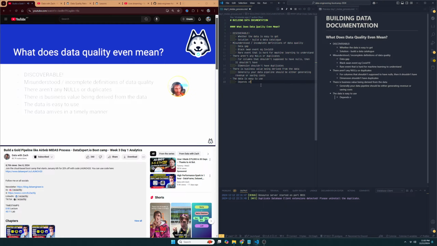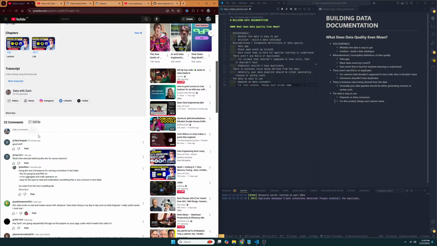But generally speaking, what I mean by data is easy to use is the column names are obvious. The column names make sense. The column names are clearly distinguished. Like a very common thing that happens at Airbnb is you have dimension columns and metric columns, and the dimension columns start with dim and the metric columns start with m underscore. And that is a very common naming convention.